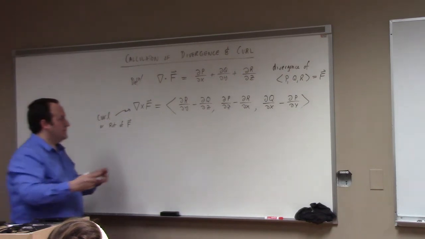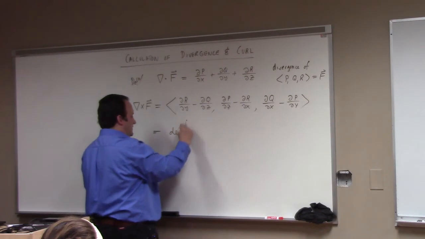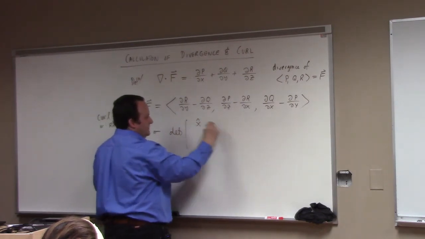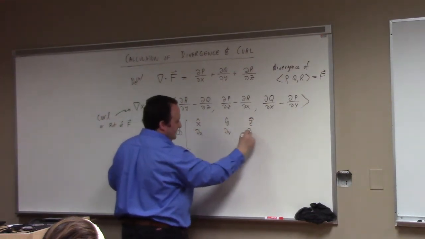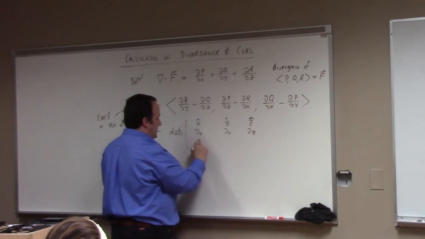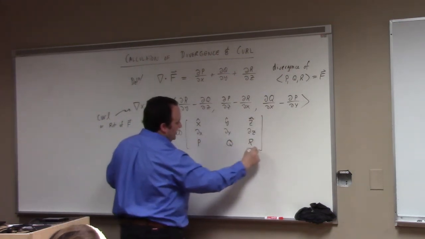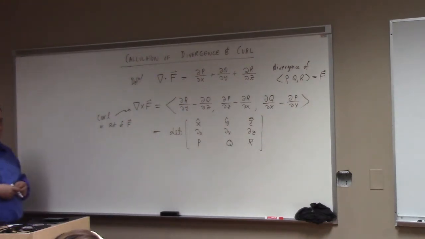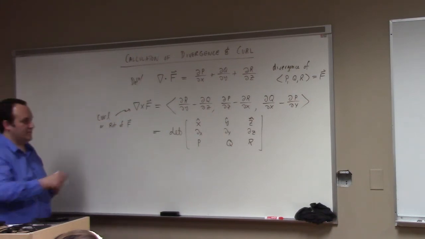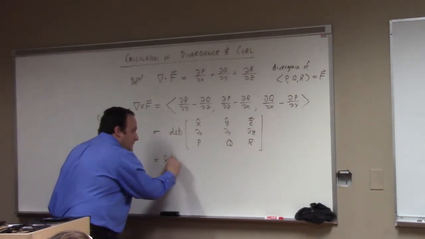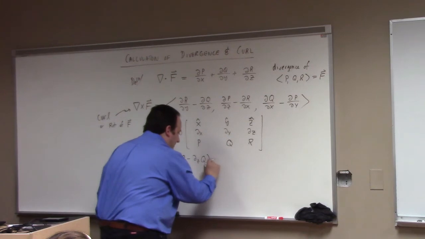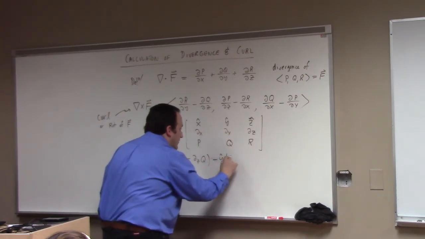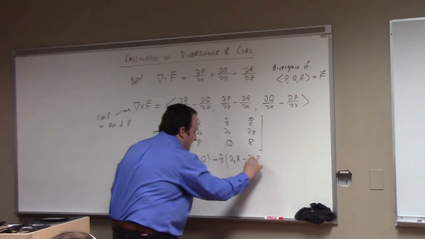Now, there's a mnemonic here. You could remember it by this heretical mathematical formula: x hat, y hat, z hat. You've got your partial x, partial y, partial z, and you feed it P, Q, R. That determinant pattern still gives you that thing with the proper interpretation, right? You see how that is? If you look at it, we've got x hat times partial y R minus partial z Q, right? Minus y hat, partial x R minus partial z P, plus z hat.